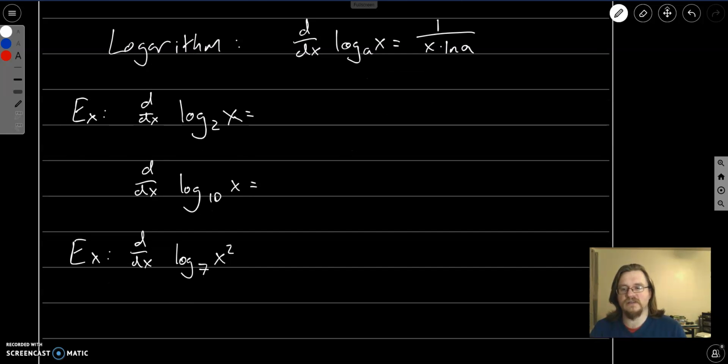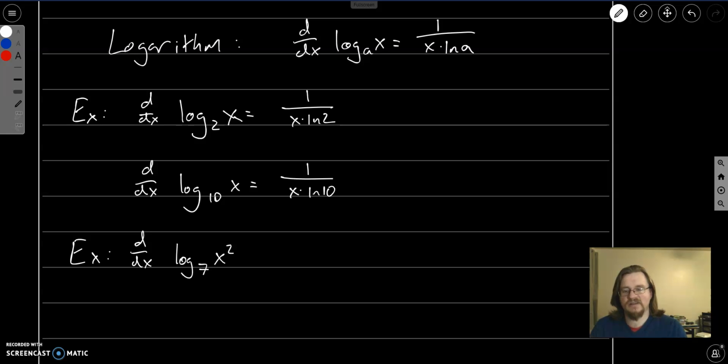So for instance, if I take the derivative of log base 2 of x, this is going to be 1 over x times the natural log of 2. And that's it. That's all there really is to it. If I take the derivative of log base 10 of x, this is going to be 1 over x times the natural log of 10. I apologize, my L's look like 1s. This is just something that I have to be a little bit careful with, so that we understand when it is a natural log.